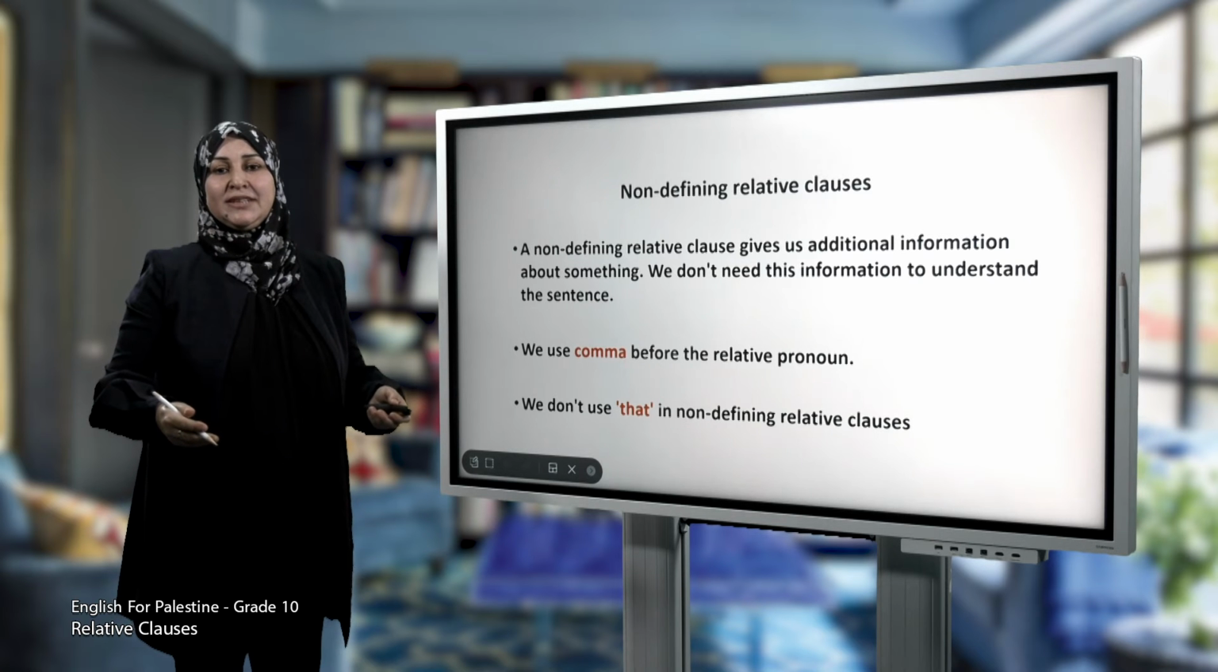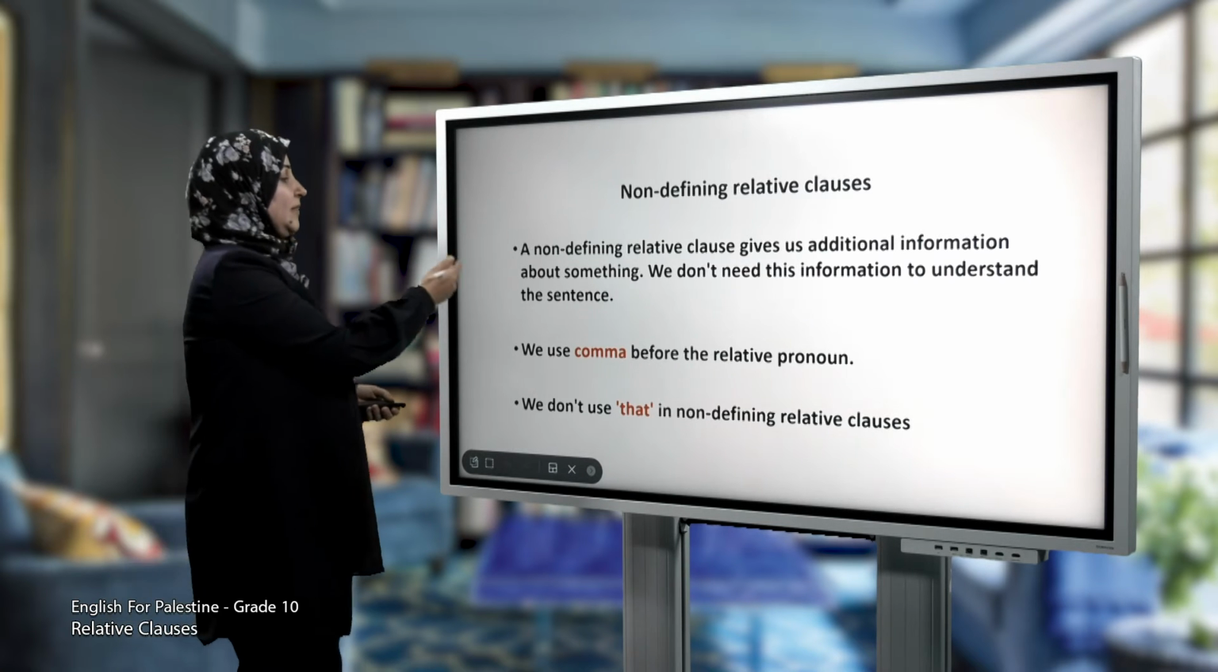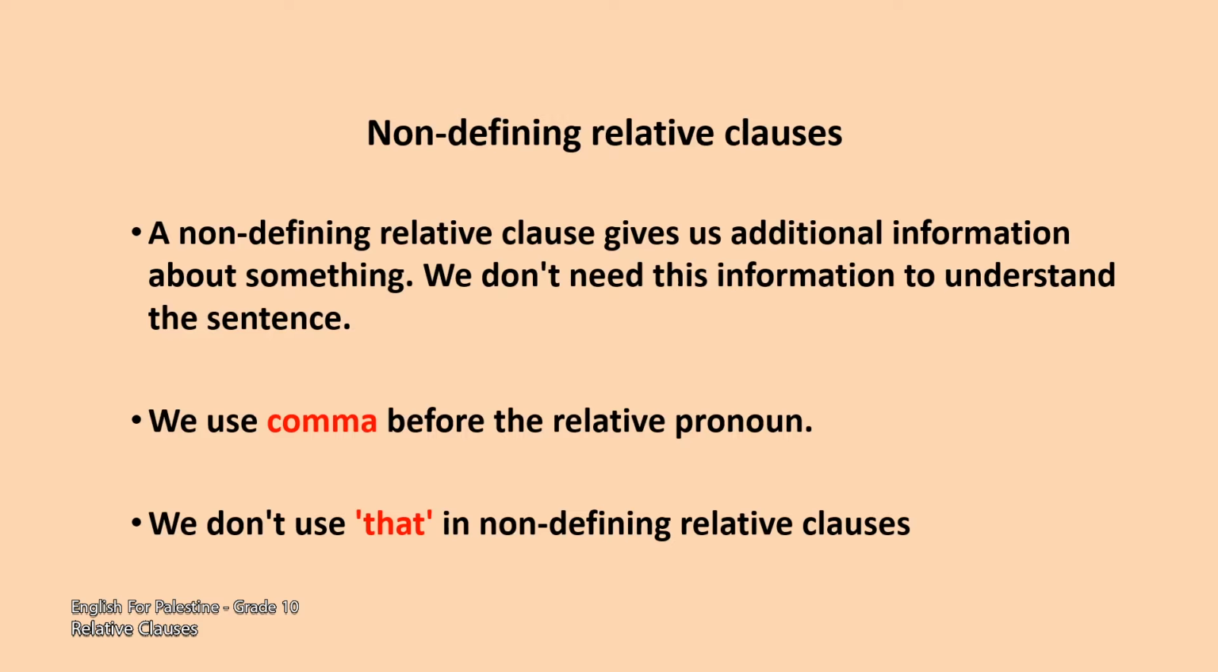A non-defining relative clause gives us additional, extra information about something. We don't need this information to understand the sentence. We use a comma before the relative pronoun. We don't use that in a non-defining relative clause.